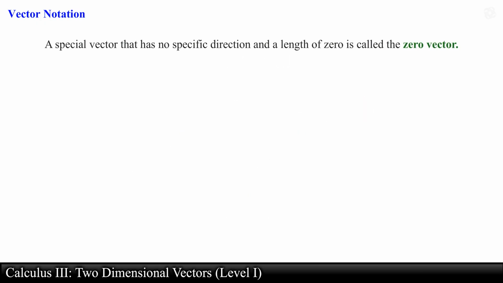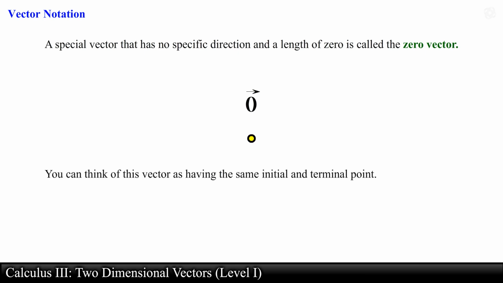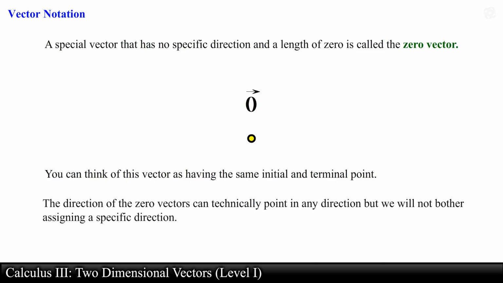Lastly, we can denote a special vector that has no specific direction. This vector is called the zero vector, and is denoted as follows. This vector has a length of 0, hence the zero vector. It is usually represented as a single point; you can think of this vector as having the same initial and terminal point. The direction of the zero vector can technically point in any direction, but we will not bother assigning a specific direction. Let's go over a couple of examples.